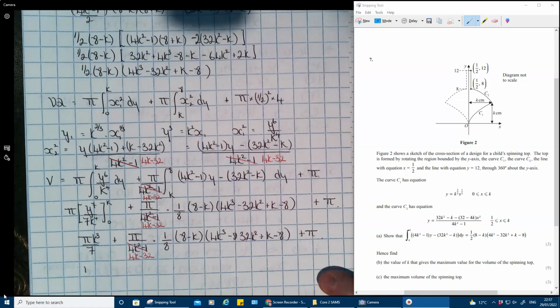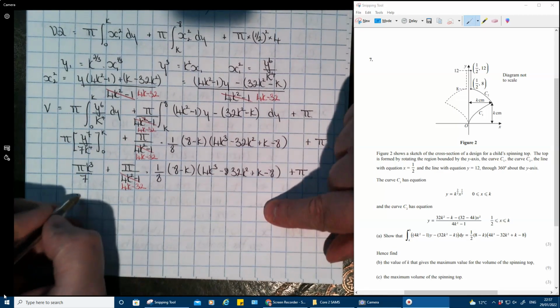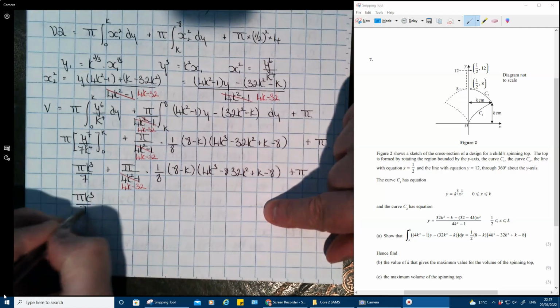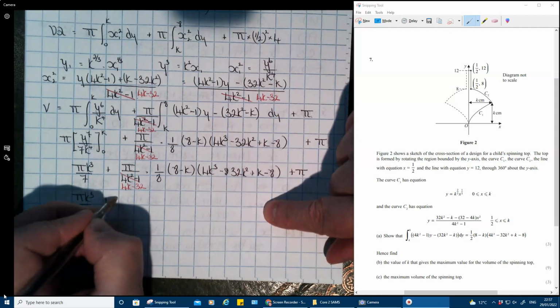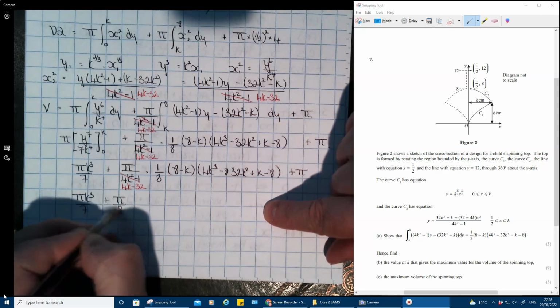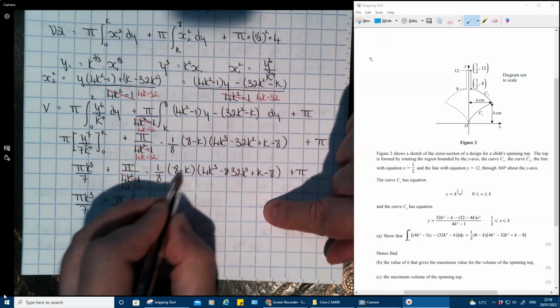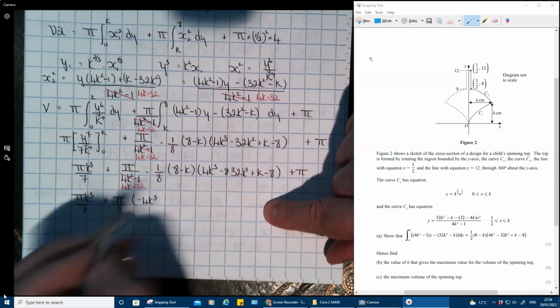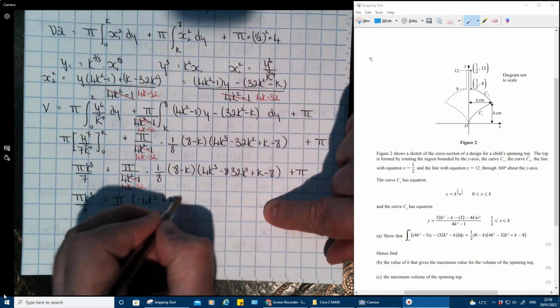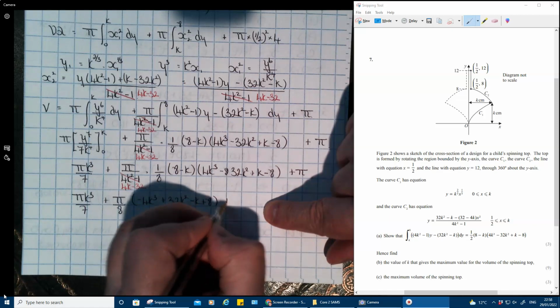So I get pi times k cubed over 7 plus pi over 8 times minus 4k cubed. So divided by k minus 8 down here, so I'd make that negative. Plus 32k squared minus k plus 8, plus pi.